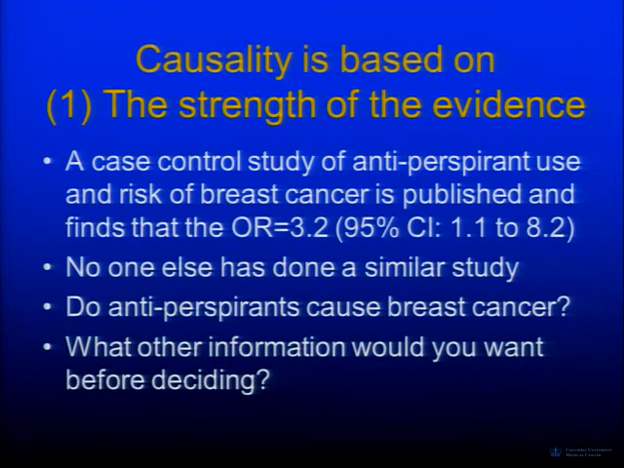So in this example, a case control study was looking at antiperspirant use and risk of breast cancer, and it found that the odds ratio was 3.2. The confidence interval was 1.1 to 8.2. So we have a moderate strength of association, 3.2 or something like that is pretty moderate in terms of the strength, and it's significant. But no one else has done a similar study. So you're thinking, well, do antiperspirants really cause breast cancer? Do I have to walk around sweating and smelling?